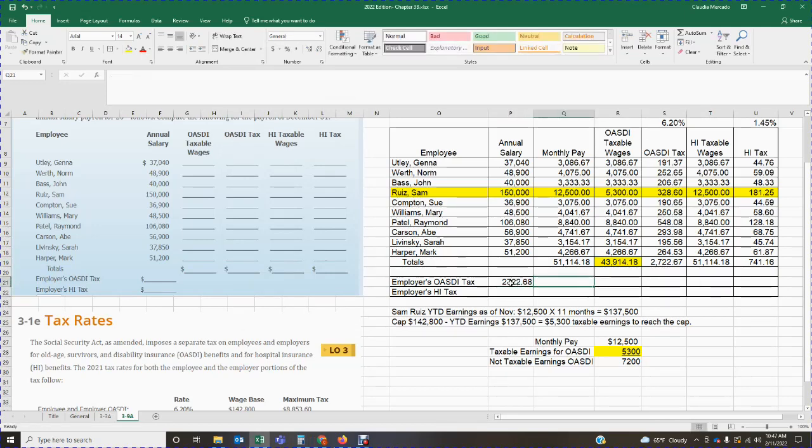And how did I get that? Let me go ahead and put the formula here. It will be the 43,914.18 times 6.2%.